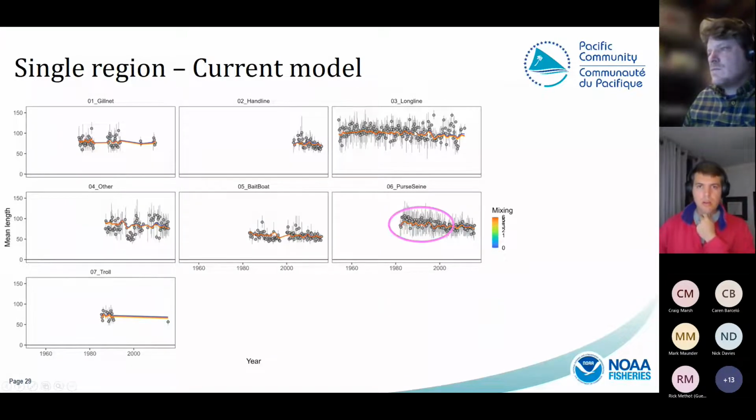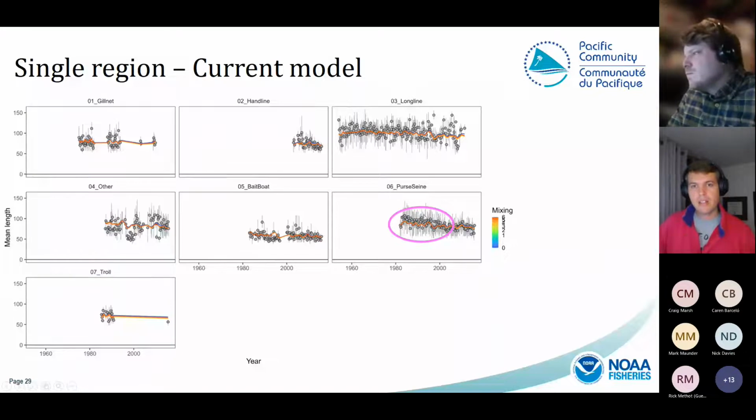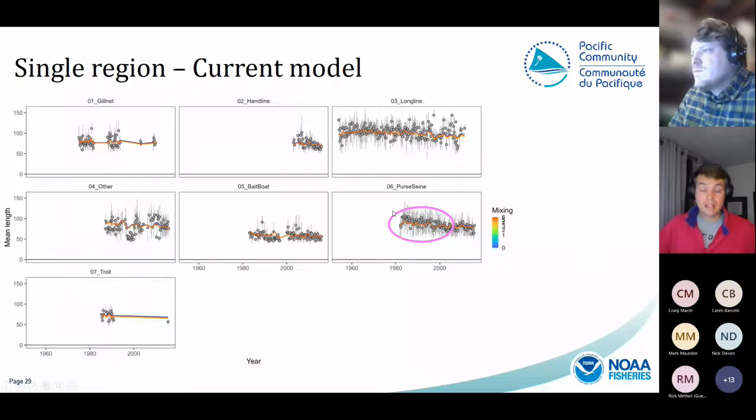A couple things I want to point out is here for the purse seine, this was something that we identified very early on. It looks like it's not fitting this early purse seine data all that well. There's a declining trend that the model estimates just not quite capturing as well as we wanted to see. So there likely is some sort of process that we're not getting right with this formulation.